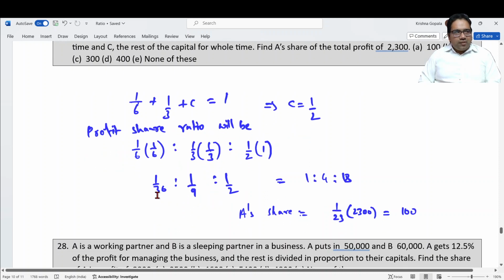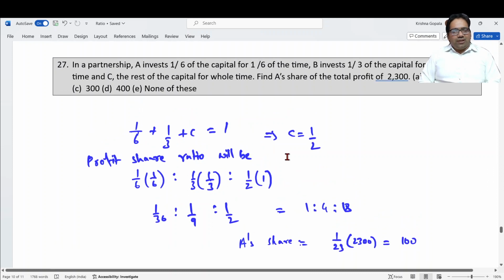Right. Now 36, 9 and 2. 36 is the common denominator. Let's multiply everything by 36. So it becomes 1 is to 4 is to 18. This is the ratio in which their profit has to be shared. Right. She has invested for the most amount of time and he has invested the largest amount of money. So he should get more share.